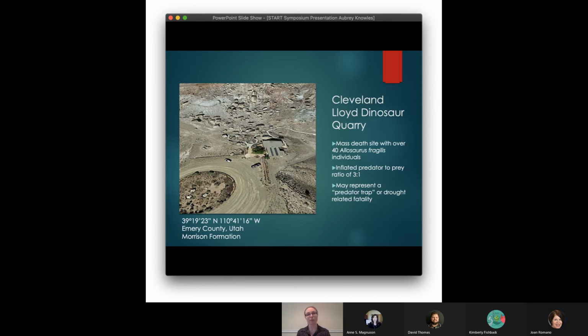Another hypothesis has been posed that this is related to drought-related fatality, where this area was a watering hole that was known to these animals. In a time of drought, they flocked here when the watering hole was dried up, and then this population density influx kind of collapsed the surrounding ecosystem.